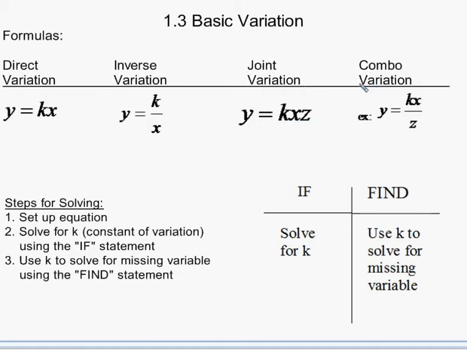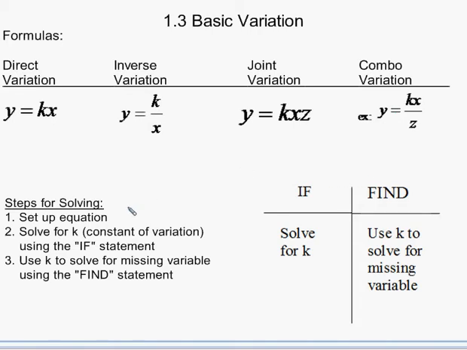Now, the combo variation is what it means, a combo. It's going to be a combination of possibly these three variation possibilities. For example, I have y equals kx over z. So technically, in this combo, I have a direct, which is on top here, and inverse. So verbally, this would read y varies directly with x and inversely with z.